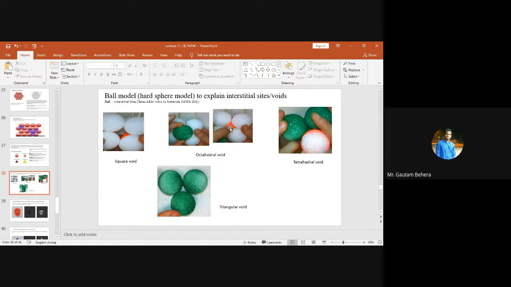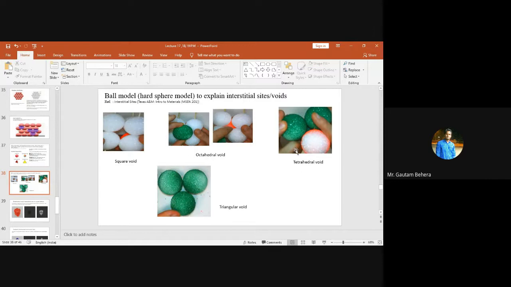So just have a look. An octahedral void will be formed when 6 adjacent atoms are present. How is this? Suppose, just imagine, in one plane we have 4 atoms close together, and on the top there will be 1 atom, and at the bottom there will be another atom. A void will form, that is an octahedral void.